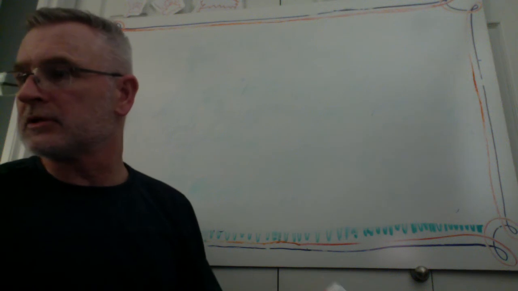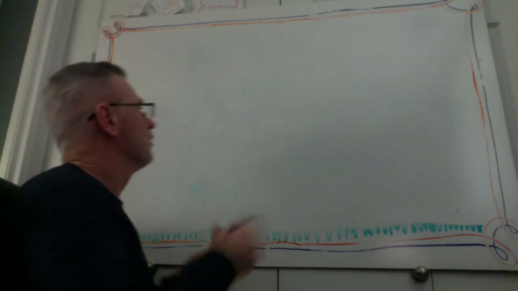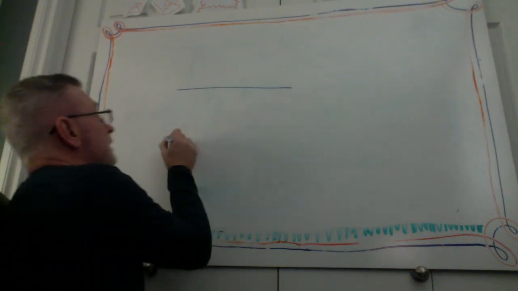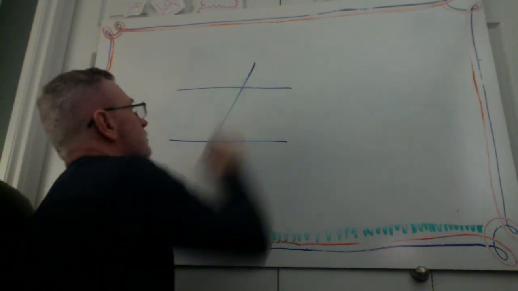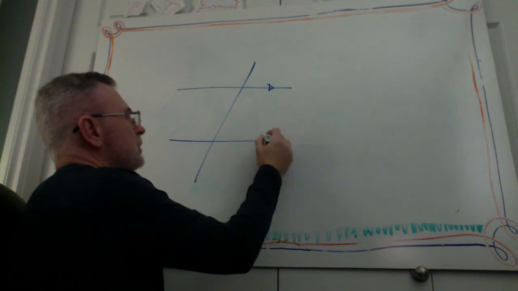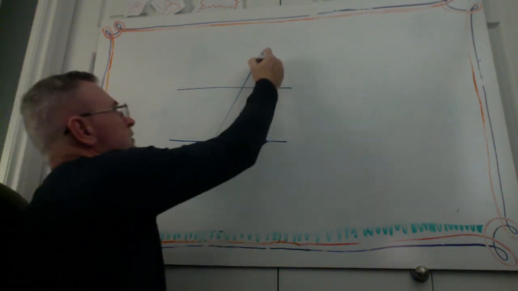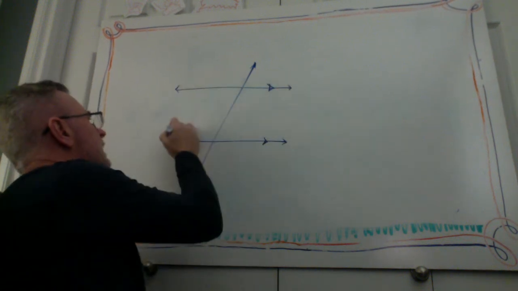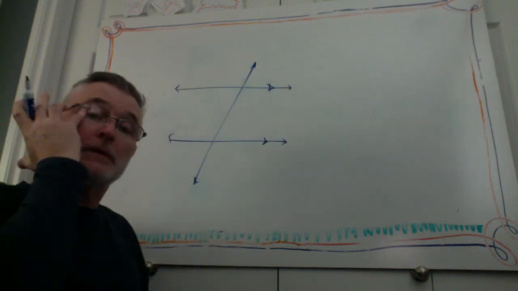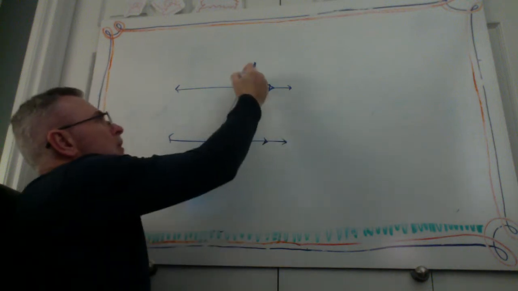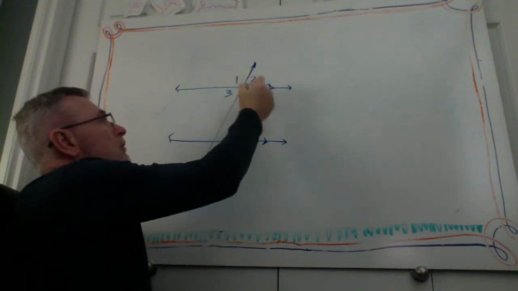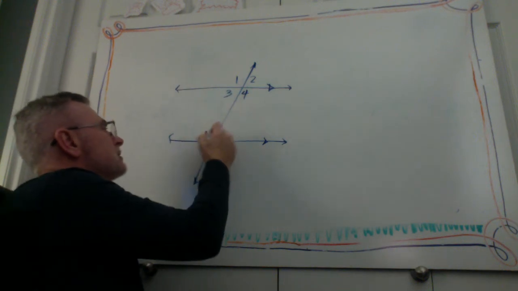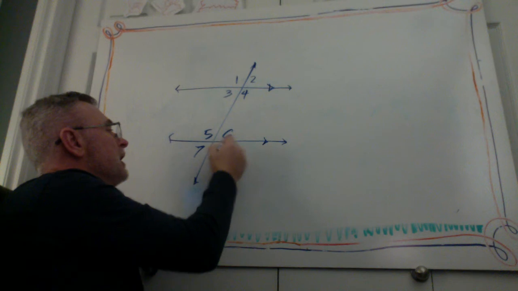So I'm going to start with the idea of how the angles are related if we have two parallel lines. We have two parallel lines and a transversal that cuts through those parallel lines. And remember, when this happens, there are four angles that are created at each intersection. So this is 5, 6, 7, and 8.